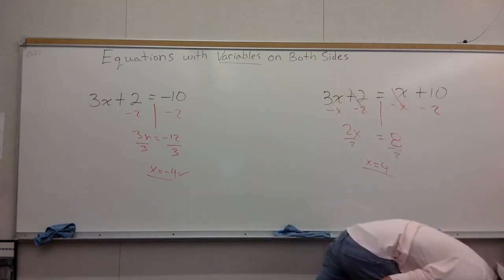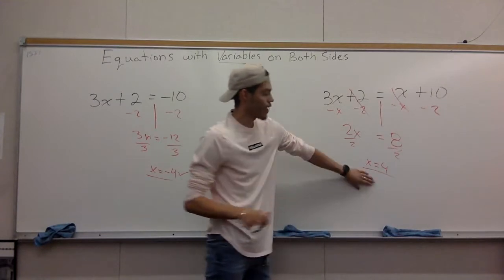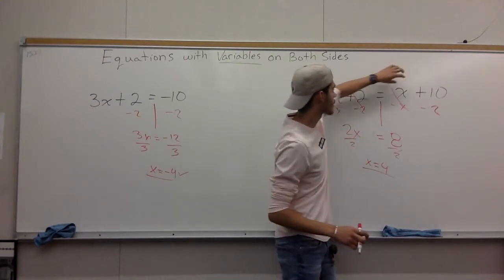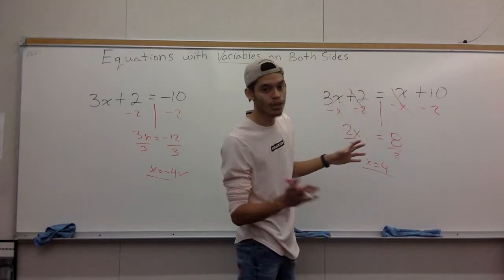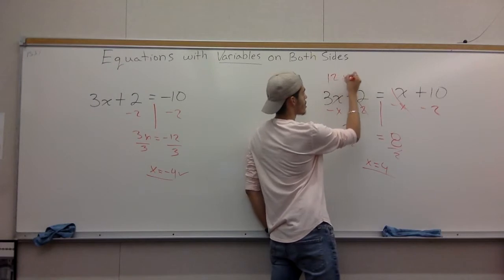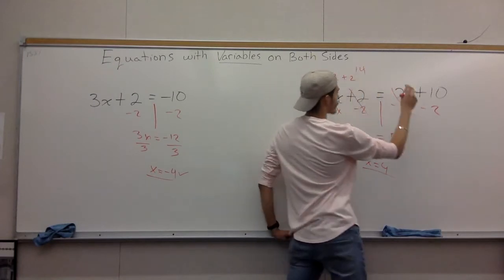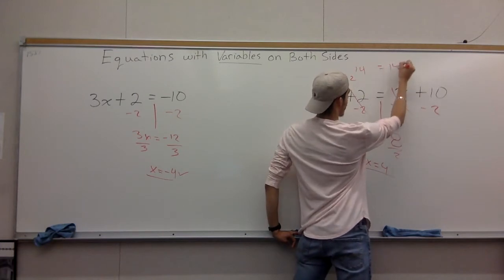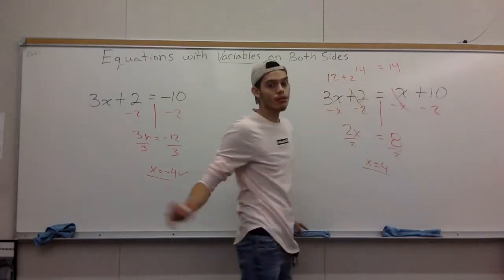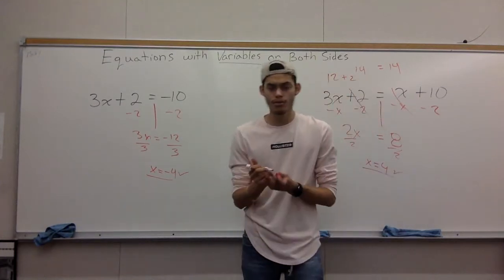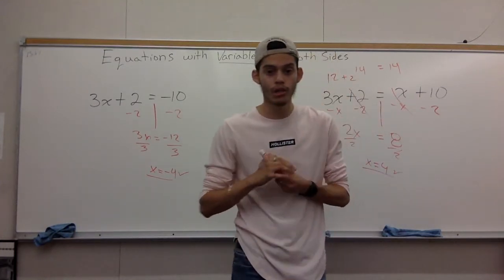Now, if you guys are not sure about your final answer of x equals 4, you can check it and plug it in for x on both sides, and both sides need to equal the same. So you plug in 4 here, 3 times 4, 12, plus 2 equals 14. You have 4 plus 10 equals 14, and now you know both sides equal 14, so this is the final answer of x equals 4. So that is how you know you're correct.